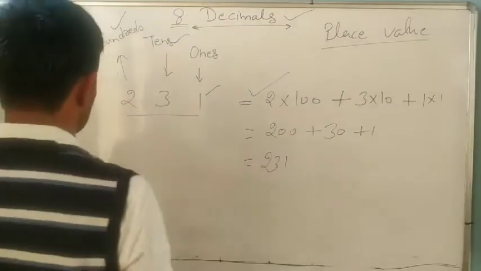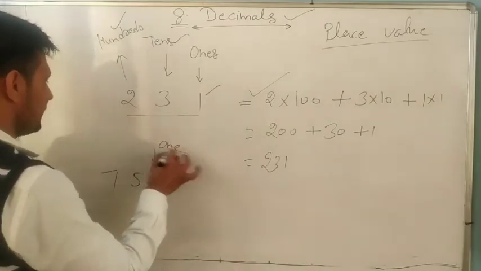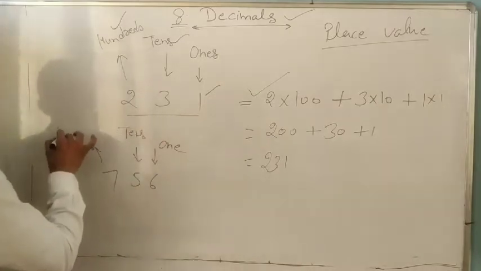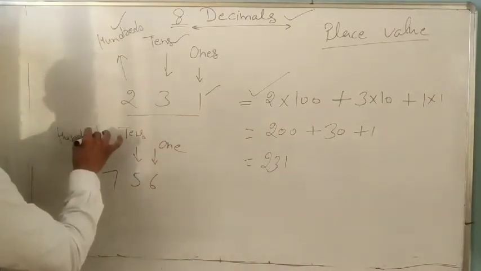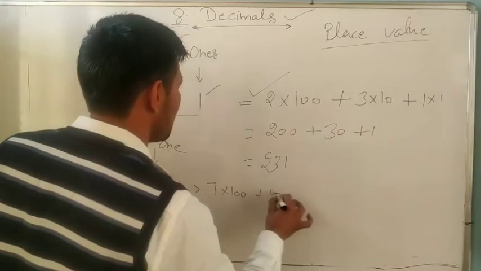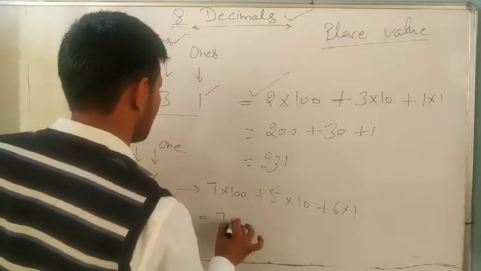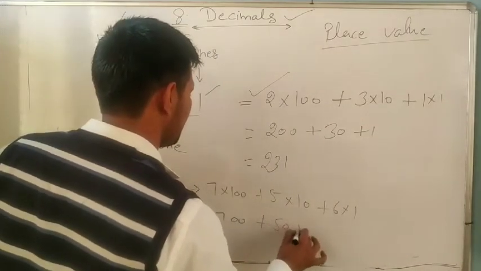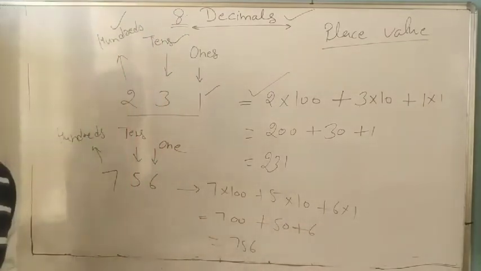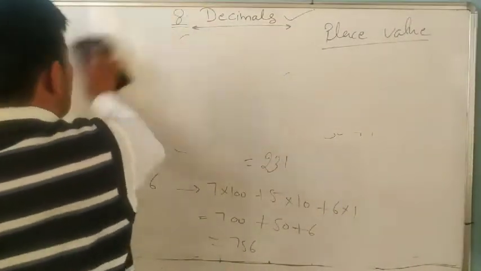Like this, we can represent any number. So 756: it is ones value, tens, next is hundreds. So it means 7 into 100 plus 5 into 10 plus 6 into 1. Then you will write 700 plus 50 plus 6. So it is 756. We already learned this.